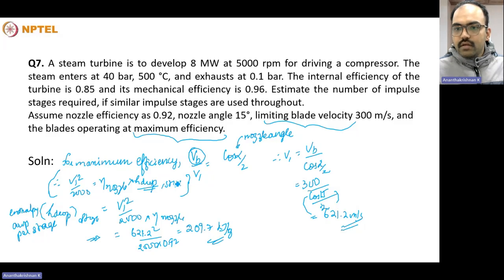So at the starting point, the velocity is 621.2. The turbine develops 8 megawatt power. Steam enters at 40 bar and 500 degrees Celsius. H1 for the inlet condition, so that will be equal to superheated steam 3444.3 kilojoule per kilogram, S1 from the steam table 7.09 kilojoule per kilogram Kelvin.